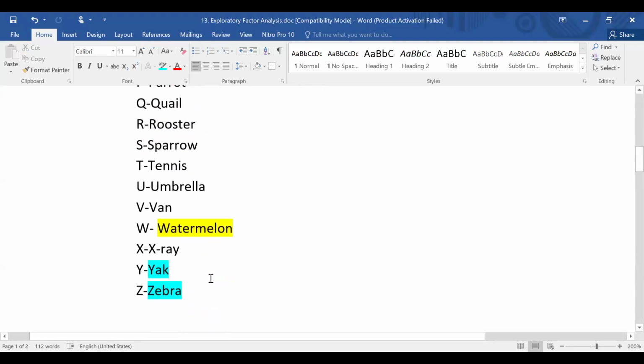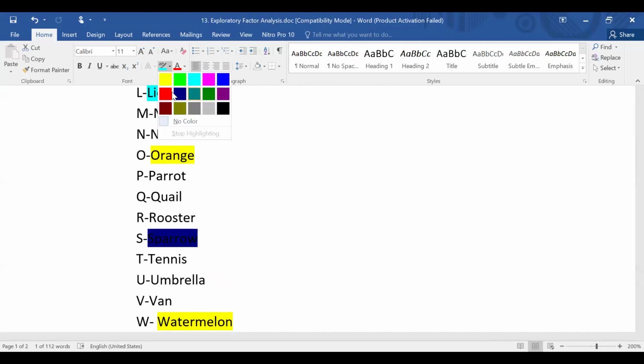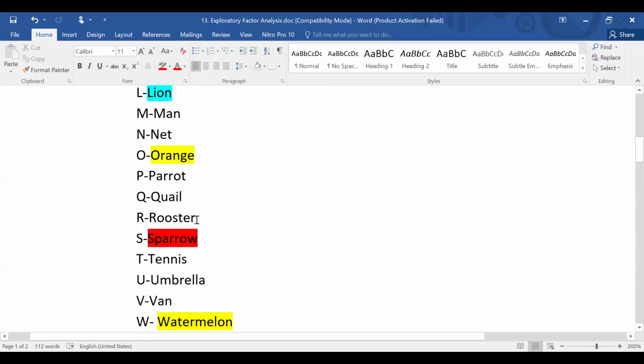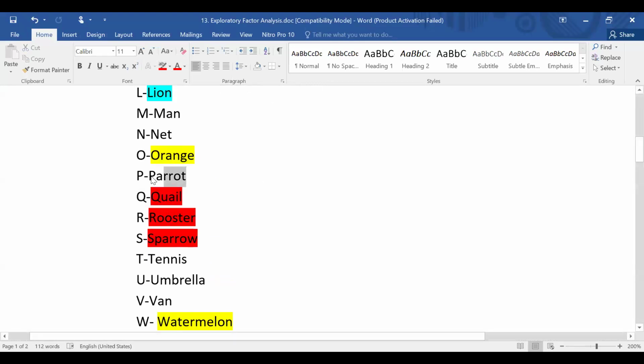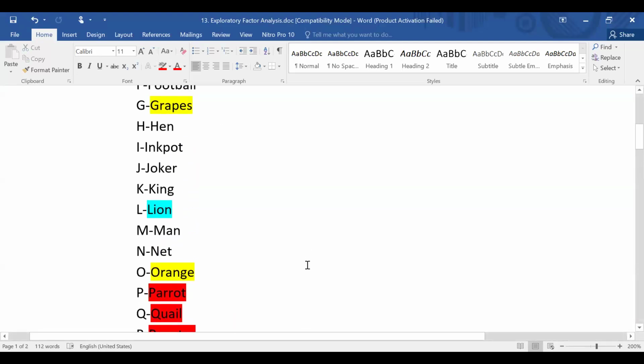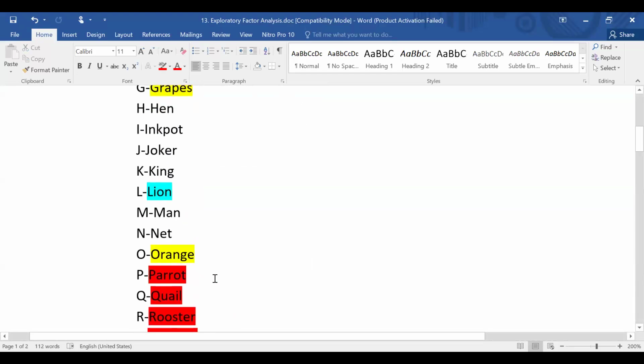Next is the sparrow. And next is rooster, parrot, quail, and parrot. All are birds. So I will summarize these items. Is it clear? So what should be the common name of cat, dog, elephant, lion?